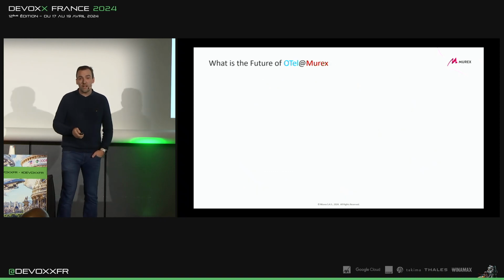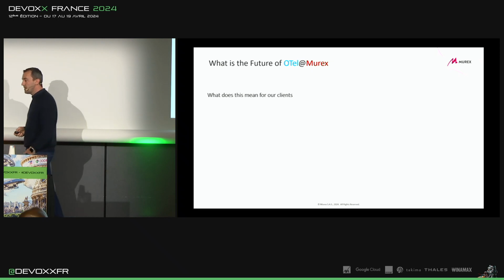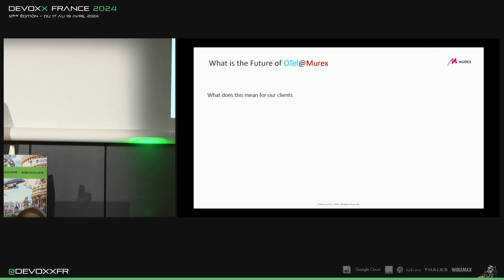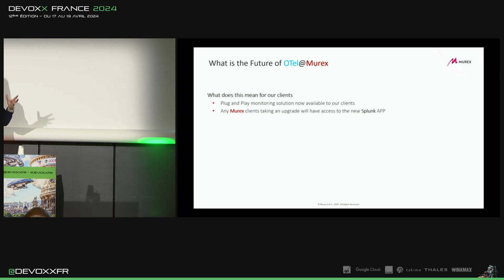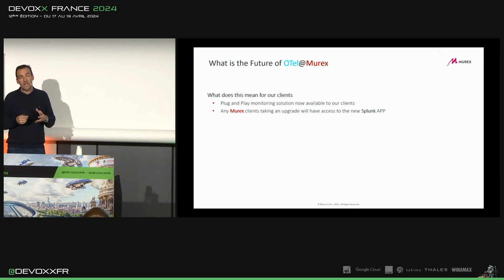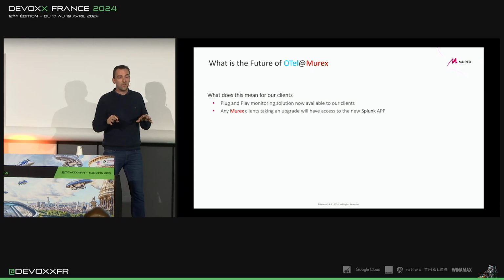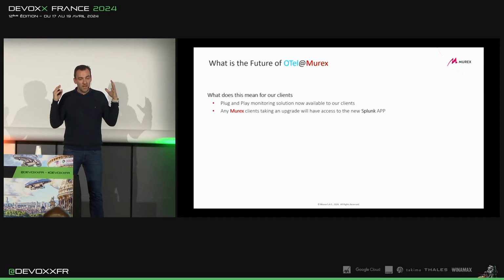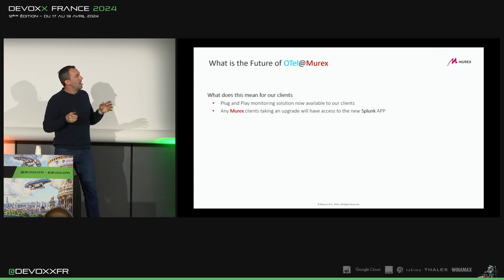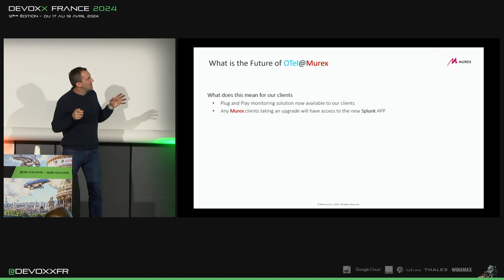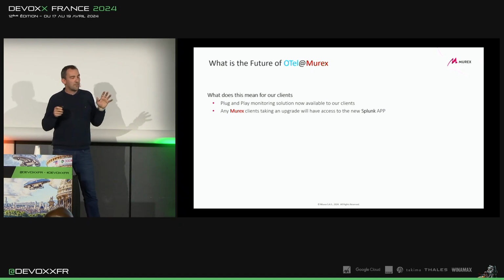What's the future for OTel at Murex? What does it mean for our clients? Well, the good news is its plug-and-play solutions are now available for our clients. So our clients can now download the Splunk app and get it working. Or the Murex code line will push out the OpenTelemetry because we can't assume everyone has Splunk. Of course they don't. They might have Datadog, Grafana, Prometheus, etc. Well, not Prometheus, sorry. But we can't make that assumption.